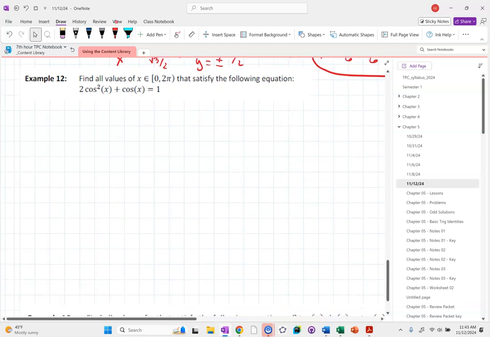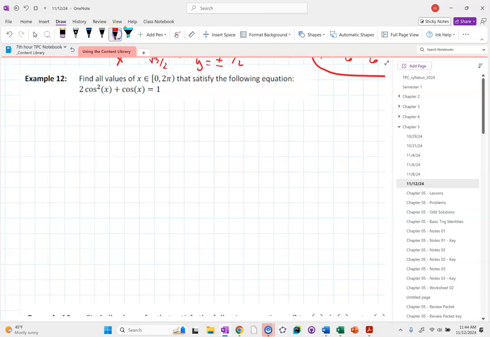All right, let's look at the next one. Find the values of x on the interval from 0 to 2 pi that satisfy the equation 2 cosine squared x plus cosine x equals 1. Whoa, Mr. Kulik, slow down. I find you've got two trig functions in this one. Haven't seen that before.